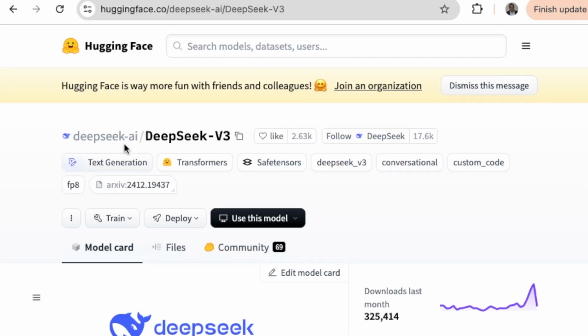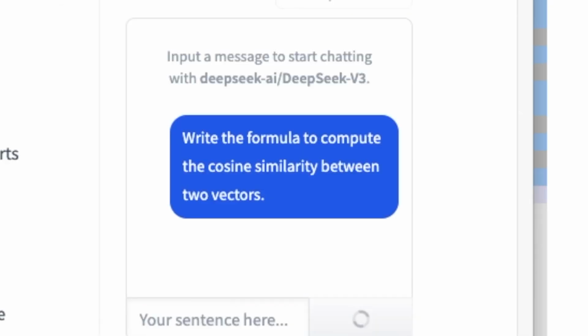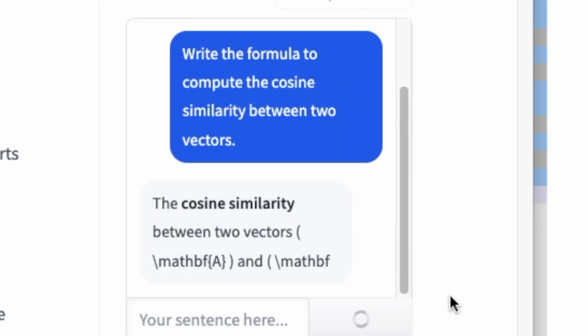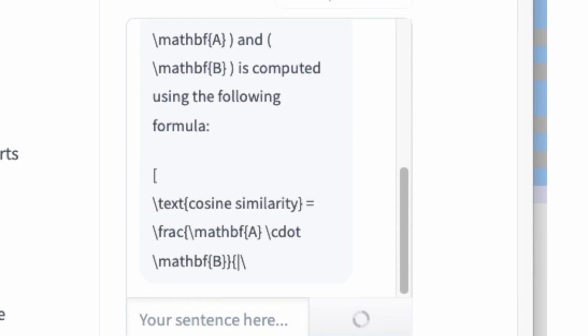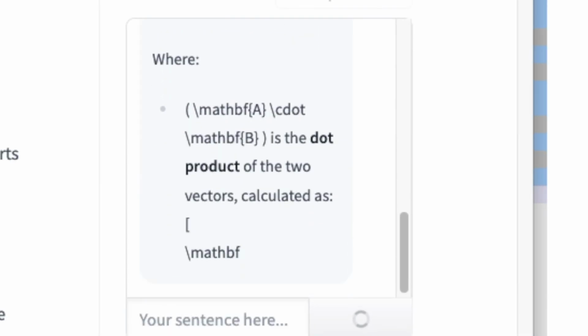Next, I tested DeepSeek V3. Here is what stood out with DeepSeek V3. The equations were rendered in LaTeX, making them clear and easy to read. The dramatic reflections I saw in R1, they're gone. DeepSeek V3 was much more to the point, which I appreciated.